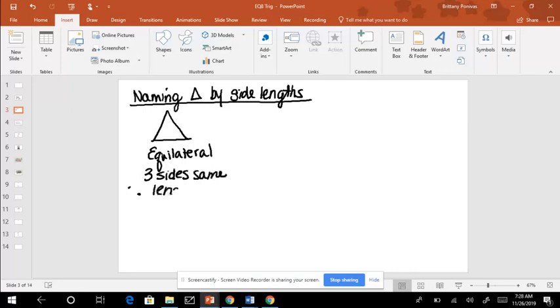And how do they show that in the picture? They put an equal number of tick marks on all three sides because the tick marks show you that those sides are congruent.